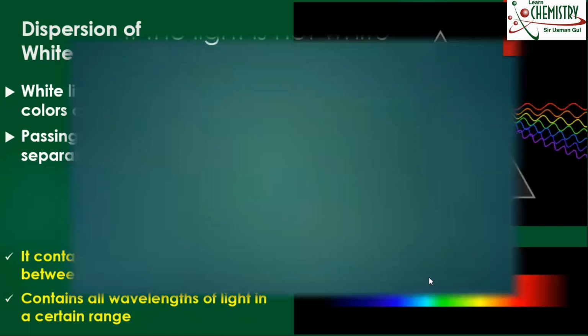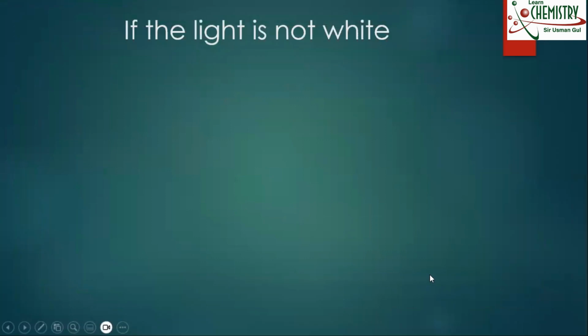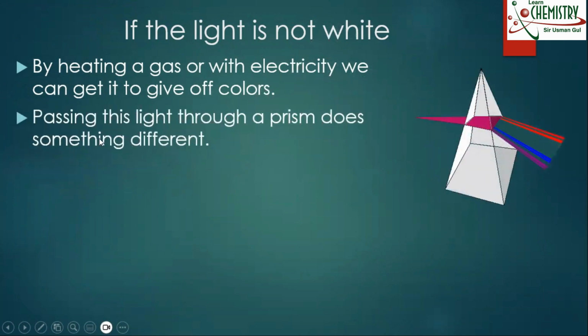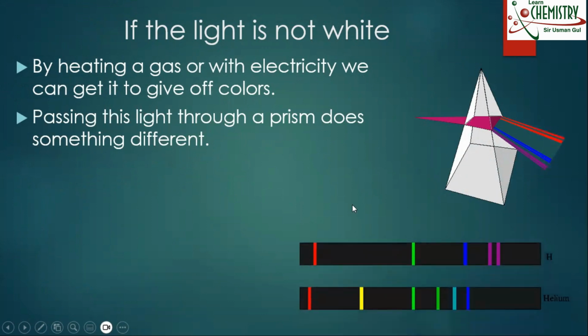Moving forward, if the light is not white, so how do we get this light? Basically we can get it by heating a gas, or with electricity we can make it give off the colors. So when we pass this light through a prism, it does something different. So what kind of difference do we see? We see this kind of difference. Now this is the spectrum of hydrogen gas, and this one is the spectrum of helium gas. Basically when we give the energy to the hydrogen or helium, after absorbing the energy, hydrogen gives us this kind of spectrum and helium gives us this kind of spectrum.